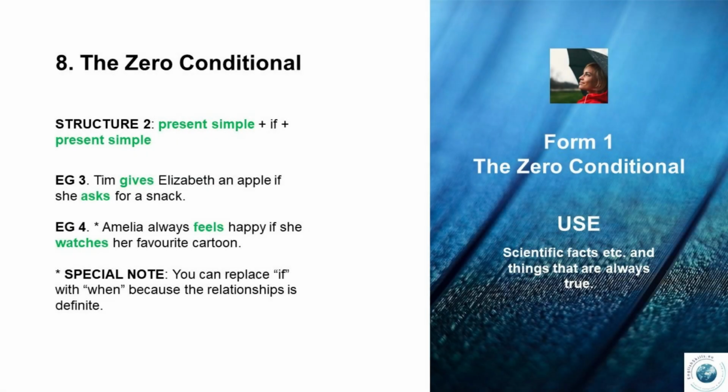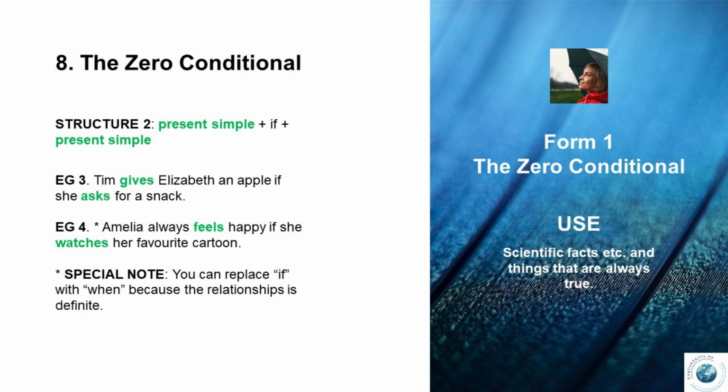Structure 2. Present simple plus if plus present simple. Example 3. Tim gives Elizabeth an apple if she asks for a snack. Notice how we do not put a comma between the clauses in this second structure. This is because the first clause is now independent.